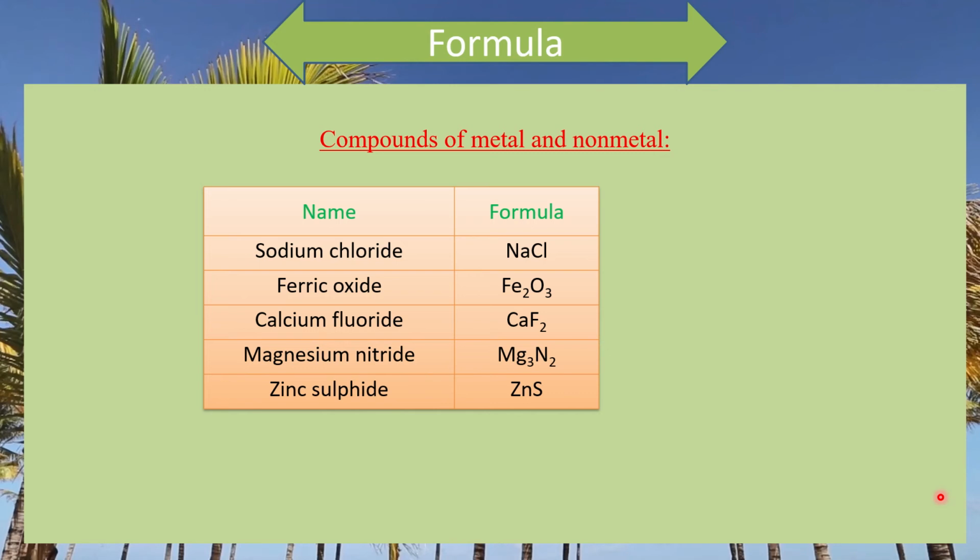Dear students, I am telling again, it is only the compound of metal and non-metal. One metal and one non-metal. These compounds are of 2 elements. One metal and one non-metal, and when the compounds are pronounced, then after the non-metal there will be IDE: chloride, fluoride, nitride, sulfide, oxide, IDE. You have to remember this.